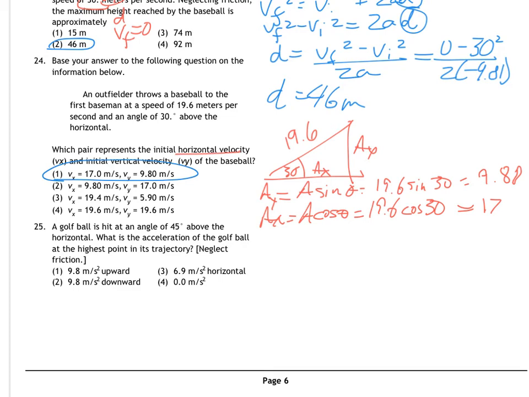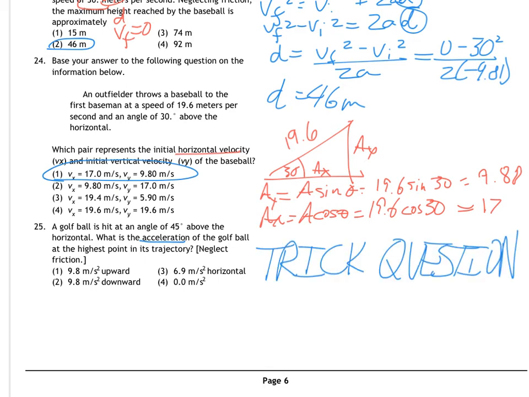Okay, 25, last question on this page. It says a golf ball is hit at an angle of 45 degrees above the horizontal. What is the acceleration of the golf ball at the highest point in its trajectory? The first thing I have to say about this is trick question. The acceleration of the golf ball at the highest point in its trajectory is going to be the acceleration of the golf ball at any point in its trajectory. The acceleration of the golf ball is due to Earth's gravitational field, so it's going to be 9.81 meters per second squared. That, by the way, is downward.